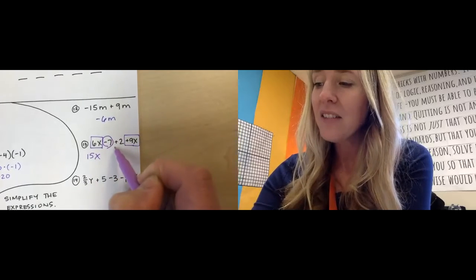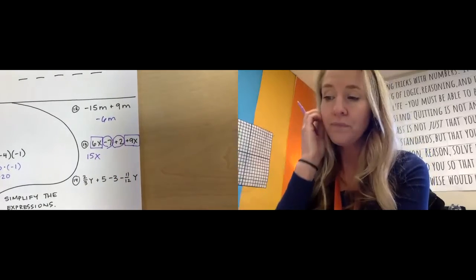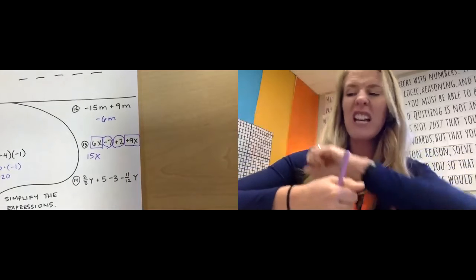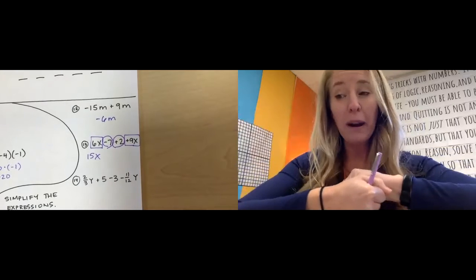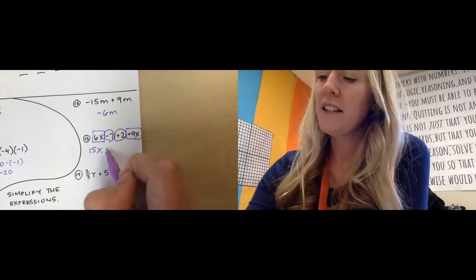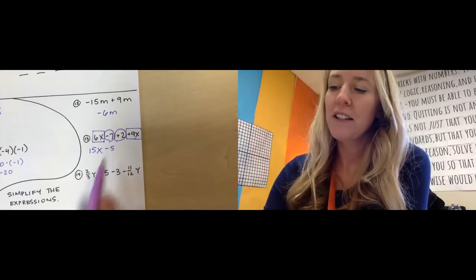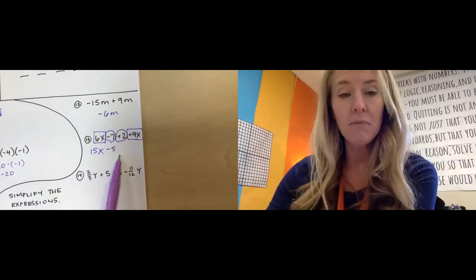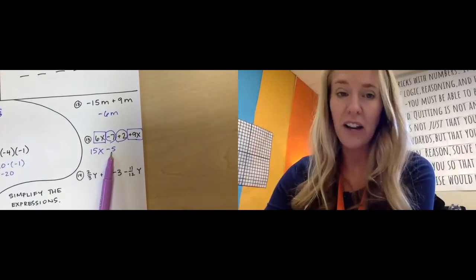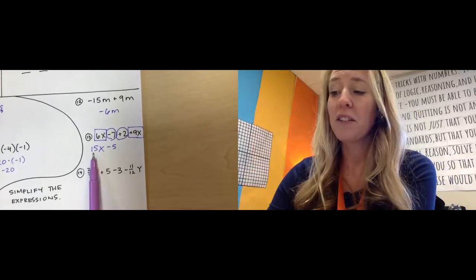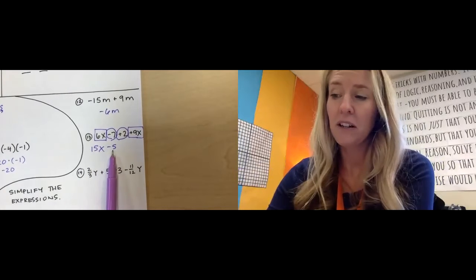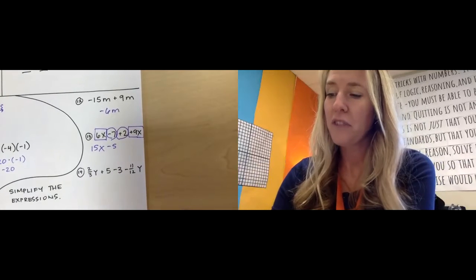And then maybe you could use another shape like a circle. I've got -7 and +2. There's a tug of war happening there. -7 beats +2 by 5. And since it's more powerful as a negative, it's going to be a -5. So it looks like 15x minus 5. It is the same thing as 15x and -5 being combined. Okay, so that's your answer for that one.